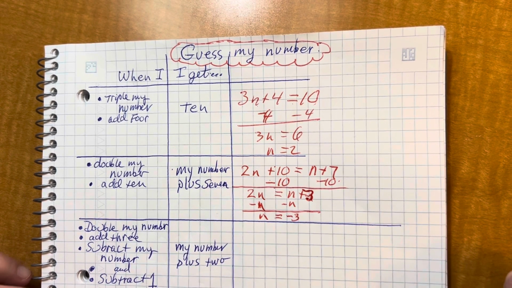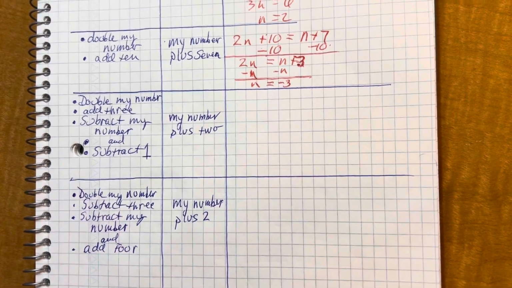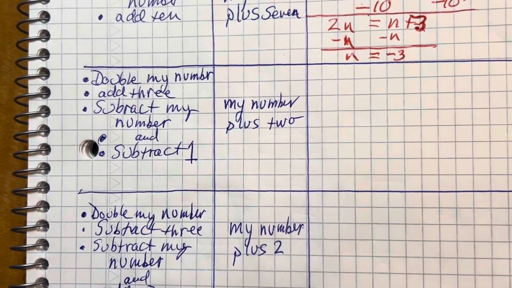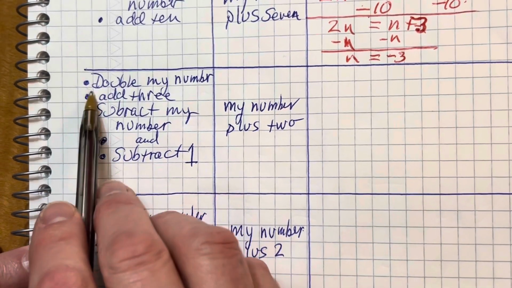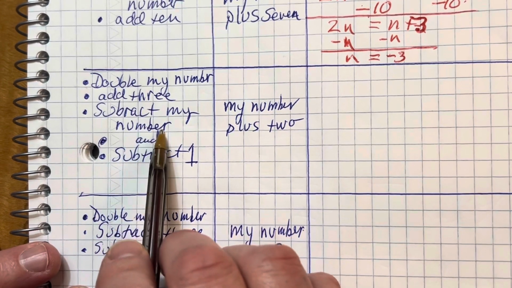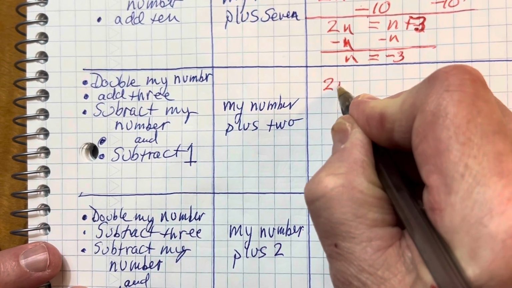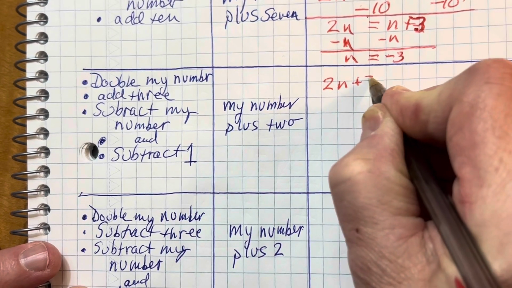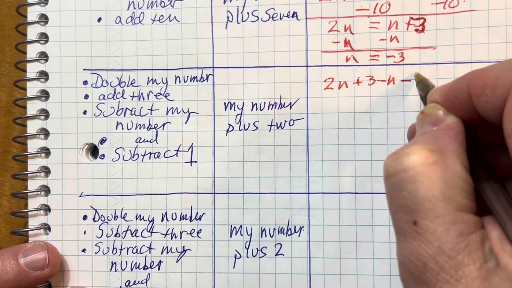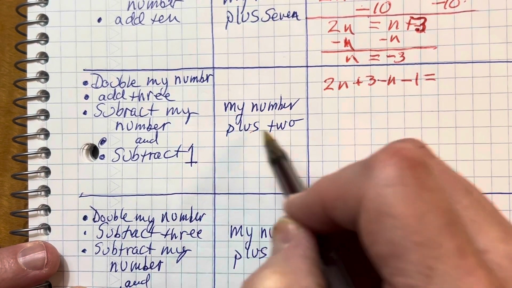Now this next one can be very tricky. I'll zoom in just a little bit so you can see better. Here we go. If I double my number and add 3, then subtract my number, and then subtract 1, that looks like this. I'm going to double my number, add 3, subtract my number, and then subtract 1. That is what you get for my number plus 2.